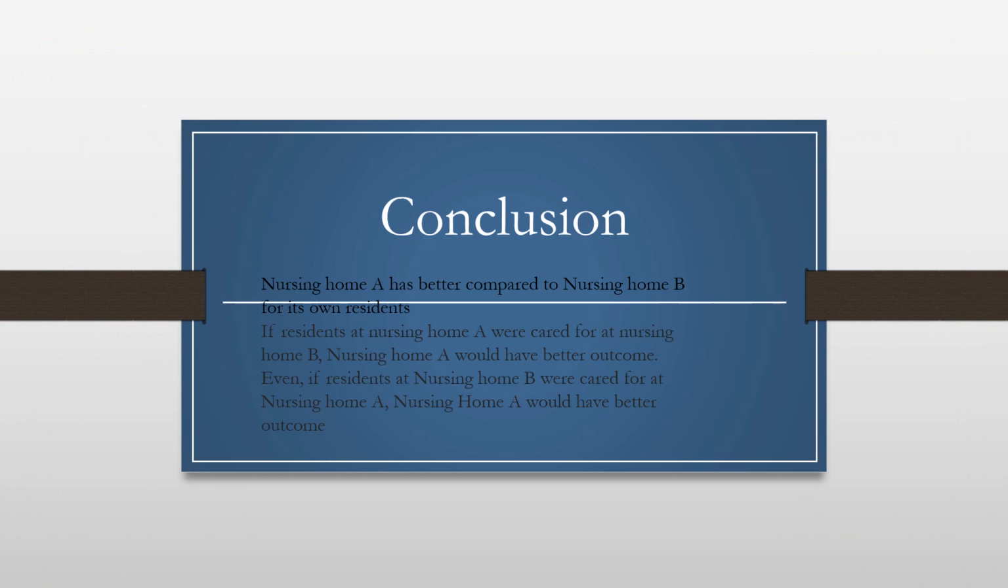The conclusion that we got is that nursing home A has a comparatively better outcome than nursing home B for caring for its own residents. If residents at nursing home B were cared for at nursing home A, nursing home A would have a better outcome. Even if the residents at nursing home A were cared for at nursing home B, nursing home A would have a better outcome.